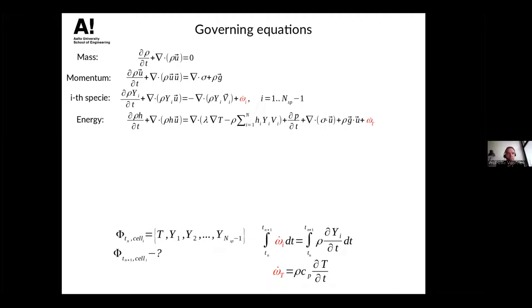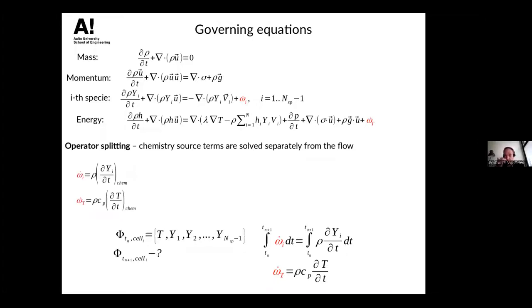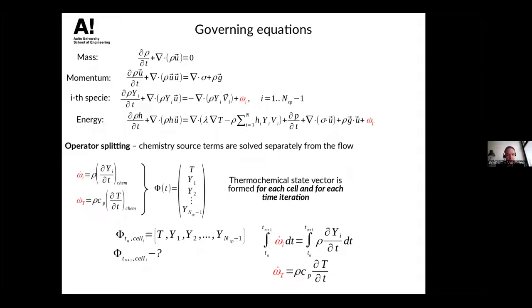So first of all, the governing equations we have are the standard mass, momentum, species and energy equations. And in DLBFoam, we use operator splitting. So chemistry source terms are solved separately from the flow, at the subcell level. And this is certainly the most time-consuming part of these simulations. So we have a thermochemical state vector, which is formed for each cell and for each time iteration. And you want to update the state vector from the previous time step to the present time step.